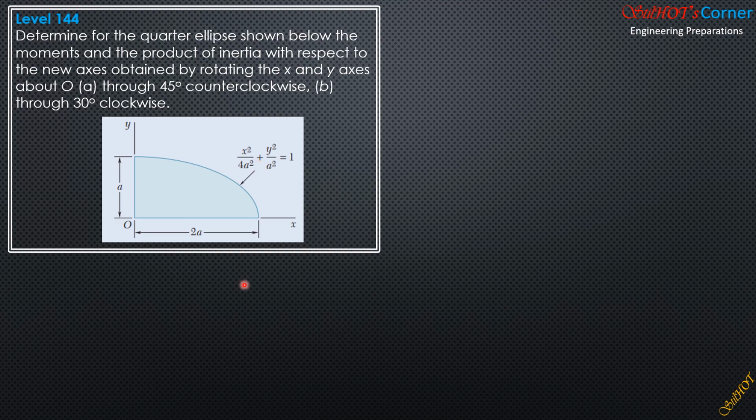So we derived a formula for the quarter ellipse, and it was Ix equals pi over 16 AB cubed. And in this case, A is 2A, B is A.